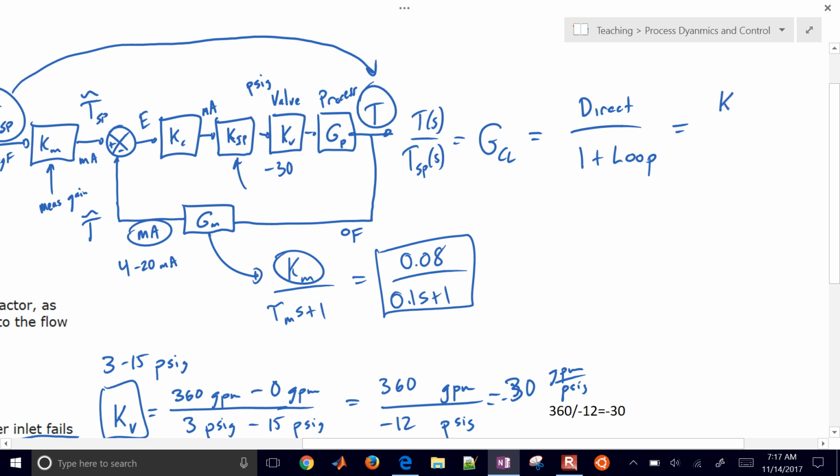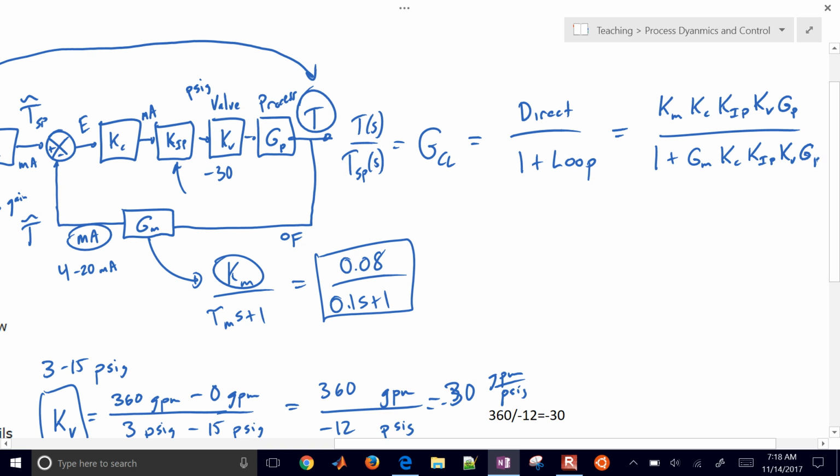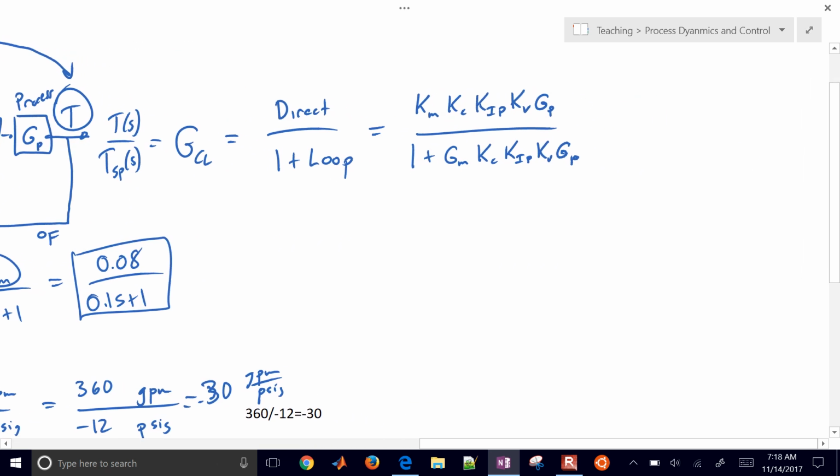So direct is going to be Km, Kc, Kip, Kv, and Gp, divided by 1 plus the loop. Everything else is going to be the same except you have a Gm there: Kc, Kip, Kv, and Gp. So here are all of our pieces.